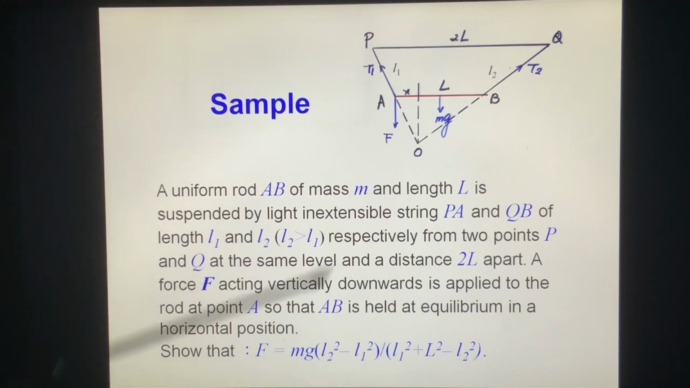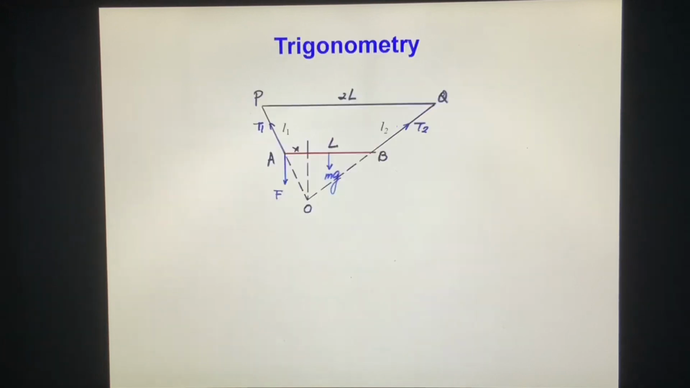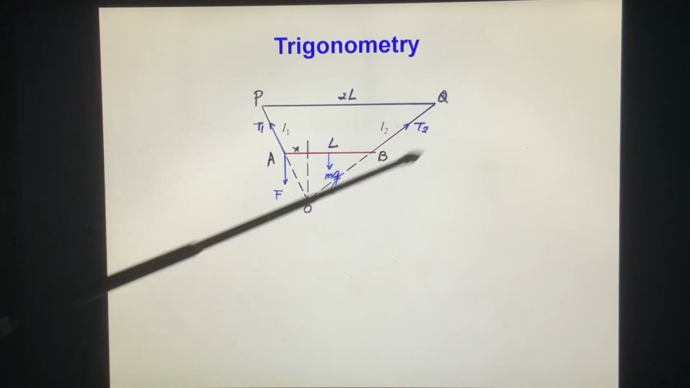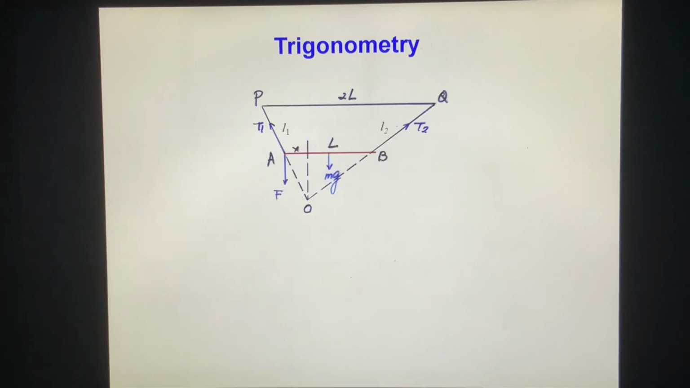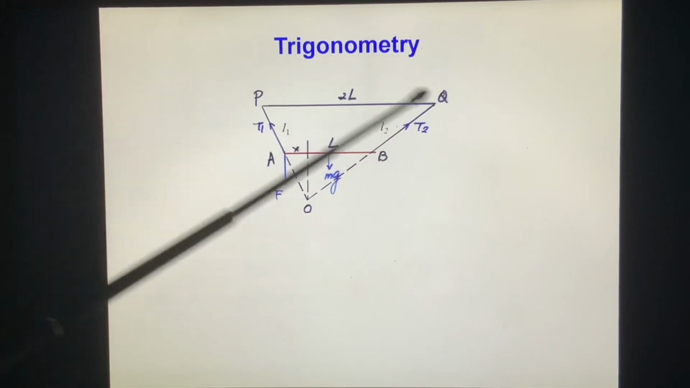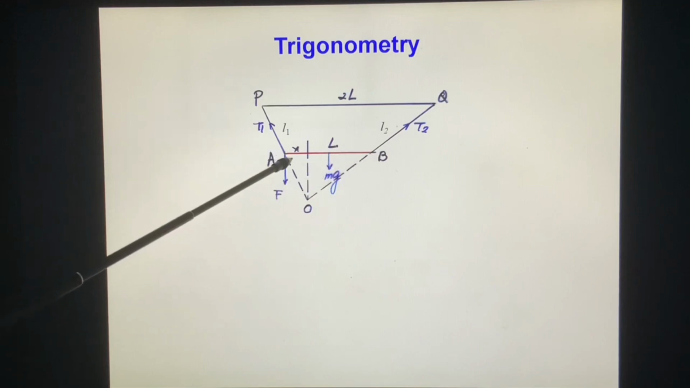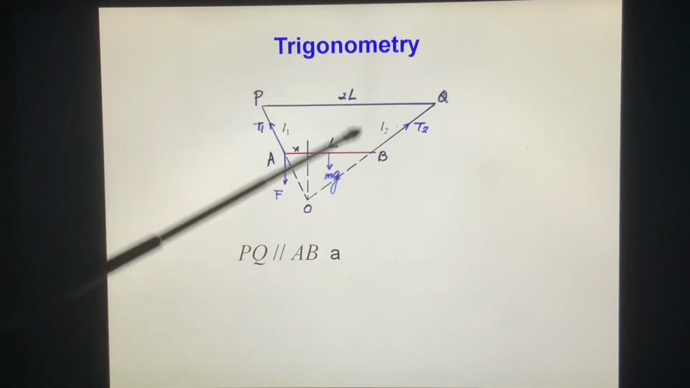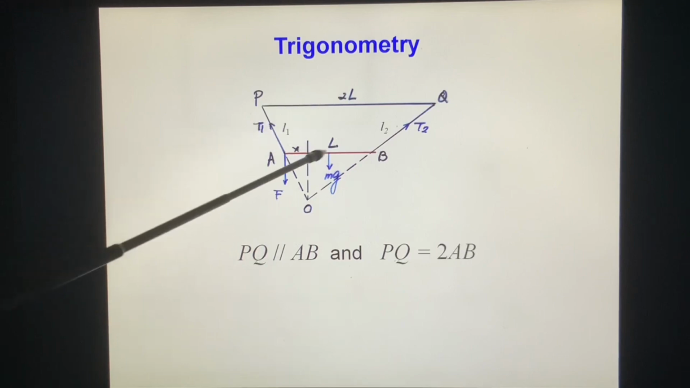Show that F equals mg times L2 squared minus L1 squared over L1 squared plus L squared minus L2 squared. This is an equilibrium problem. Before we do the physics, let's study the trigonometry. It's given PA is L1, QB is L2, L2 is larger than L1. And we see that PQ is horizontal, AB is horizontal. So PQ is parallel to AB.